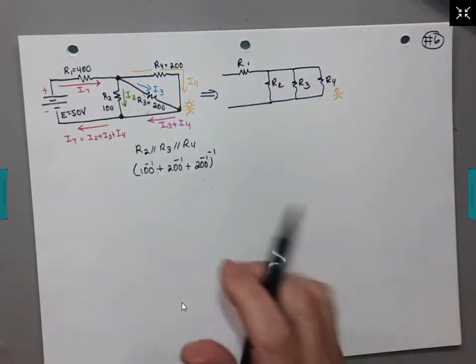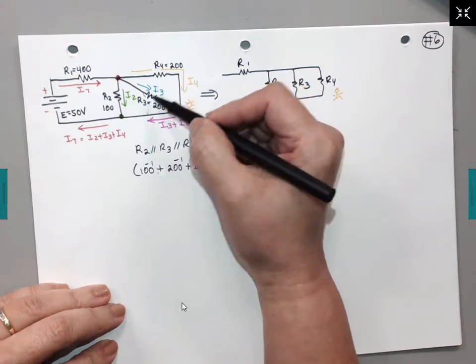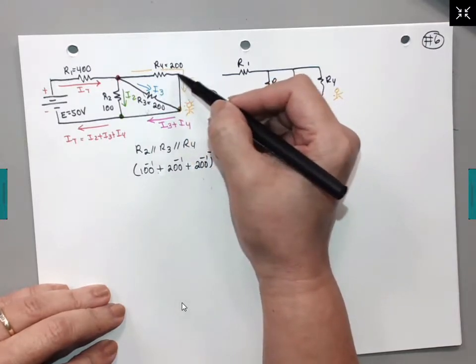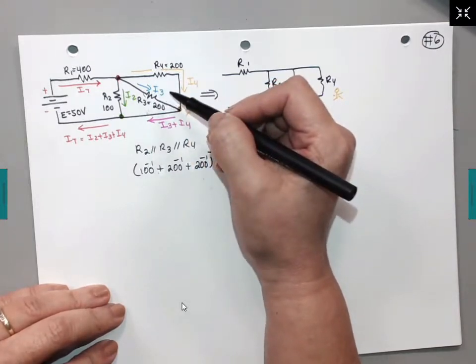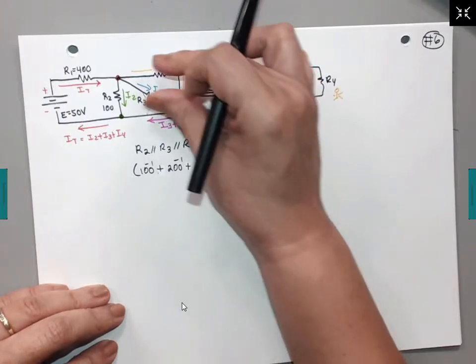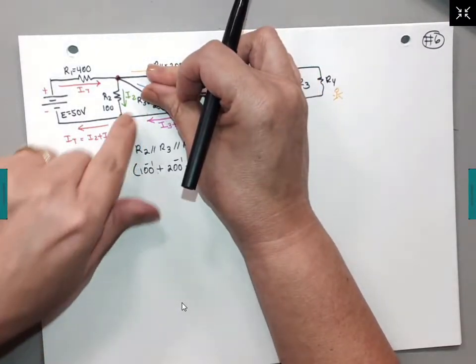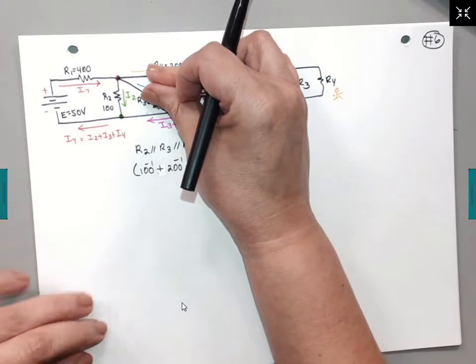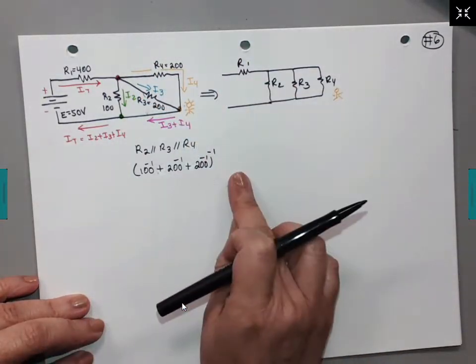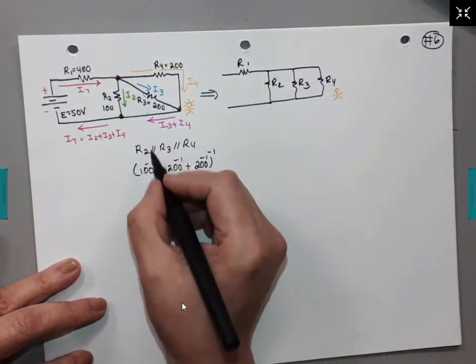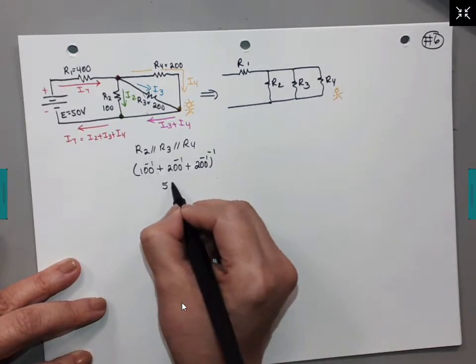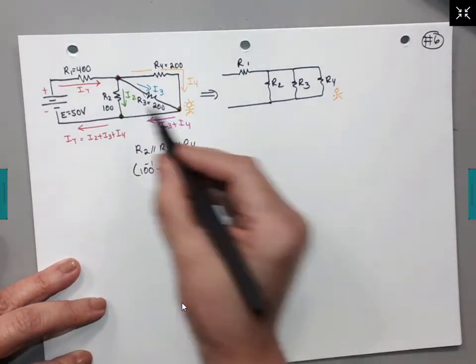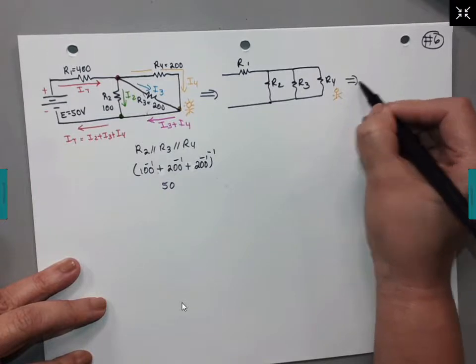So without even using a calculator, you should see that, hey, I could combine these two. When the branches are the same value, they get half. So it's 100. So you can combine these two to 100. And then 100 in parallel with 100 is 50. Or you could do it the long way. Okay? So all this is 50.